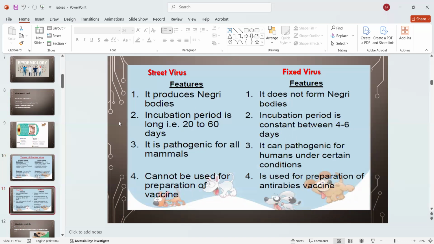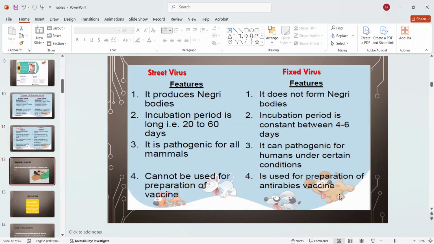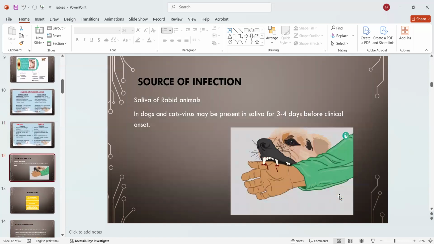The street virus produces Negri bodies, while the fixed virus does not form Negri bodies. The incubation period of street virus is long, 20 to 60 days, while the fixed virus incubation period is constant between 4 to 6 days. Street virus is pathogenic for all the mammals. Fixed virus can be pathogenic for humans under certain conditions. Street virus cannot be used for preparation of vaccine, while the fixed virus is used for the preparation of anti-rabies vaccine.